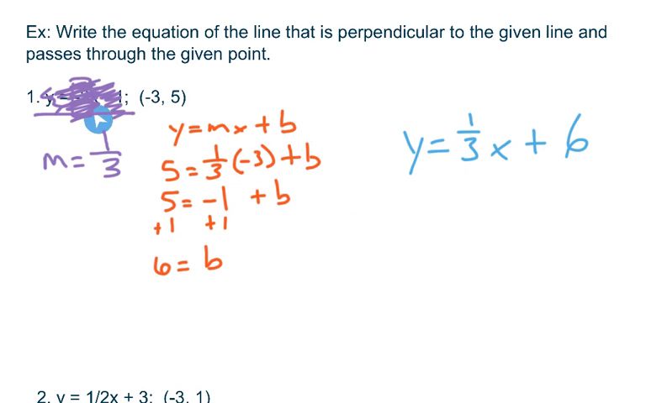Once we figure out that it's perpendicular, once we get this whole slope sorted out, what it was, what it's going to be, none of this information is going to matter. The only thing that matters is the slope and the y-intercept, and that's what needs to be in your final answer. Okay? Let's try another one here.